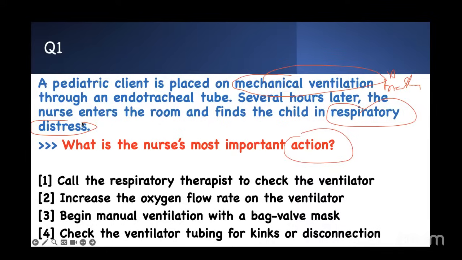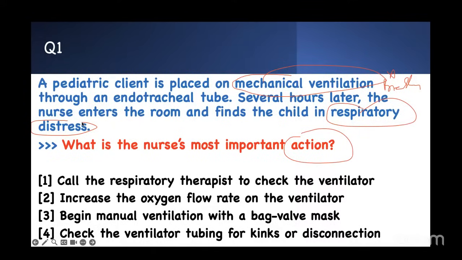How do you know? Disconnect the machine and give the individual oxygen and see if they're going to do well. Increasing the oxygen through the ventilator means you believe the ventilator is working, right? Checking the tube for kink is an obstruction, but do you know if it's still working? The best way is what? Disconnect it and provide oxygen to the patient. If they're doing well, I know that the machine is not working. This is the first thing you can do.